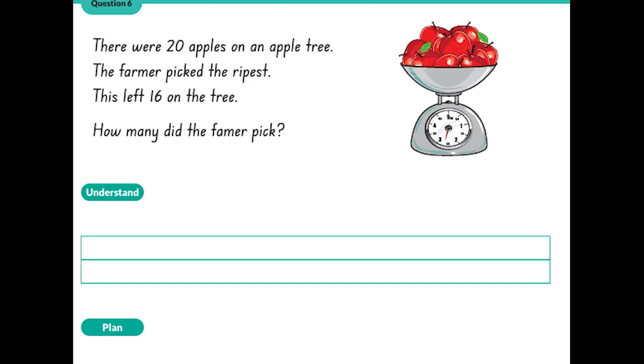Question 6. There were 20 apples on an apple tree. The farmer picked the ripest. This left 16 on the tree. How many did the farmer pick?